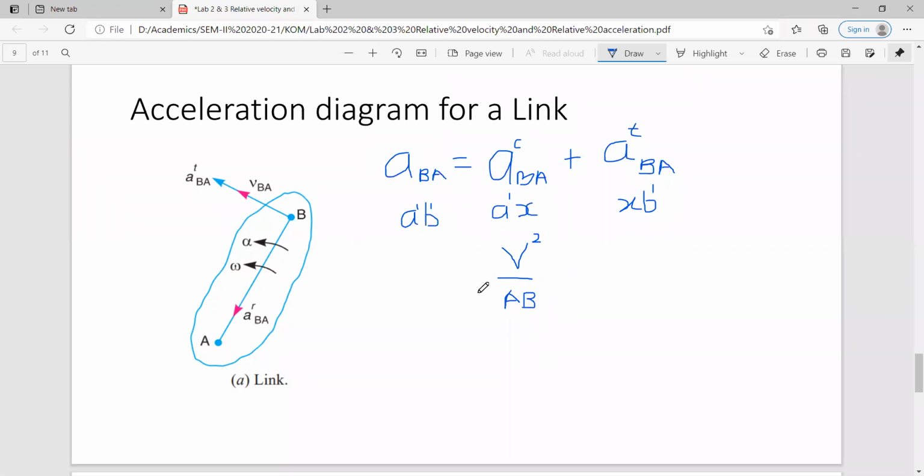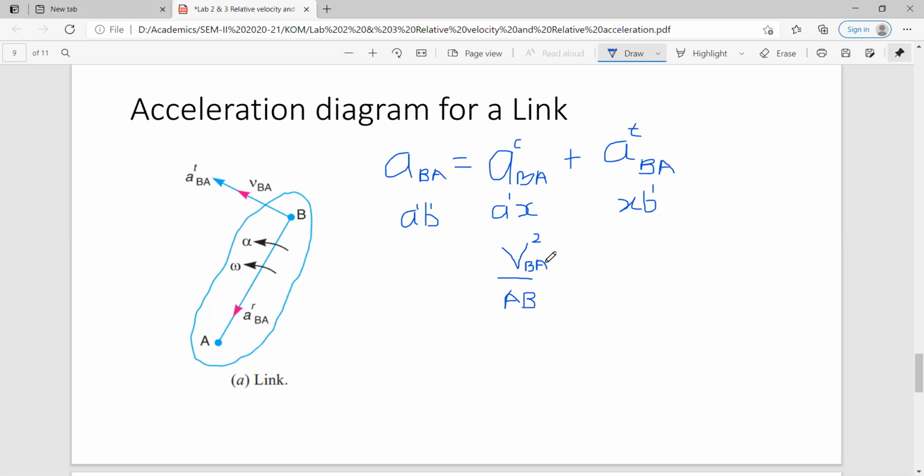Using this relation, you can find out the centripetal acceleration. Again, which velocity you have to take? You have to take the velocity of B with respect to point A. This velocity either you can find with the help of a formula, or you can find it from the velocity polygon.